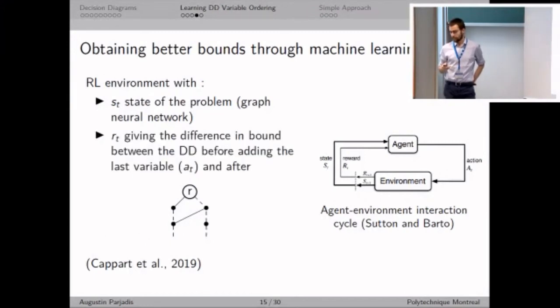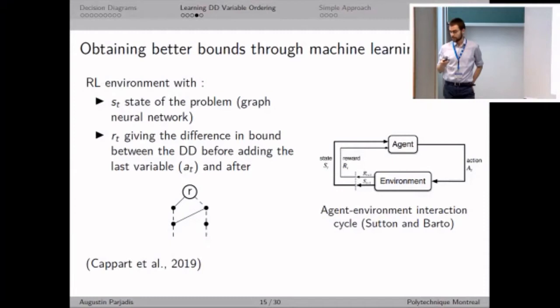The agent will receive a reward that quantifies the impact the variable has had on the evolution of the bound. If we compute the difference in bound before and after adding the variable, we can have an estimation of the impact of the variable. In the case of a lower bound, for example, in our maximization problem, we might want to encourage the growth of the bound to have a lower bound as close as possible to the optimal solution.